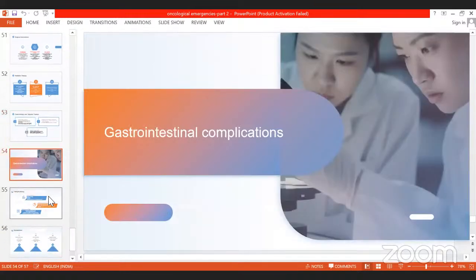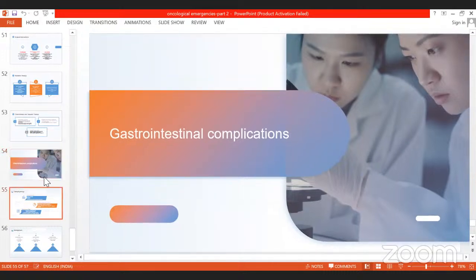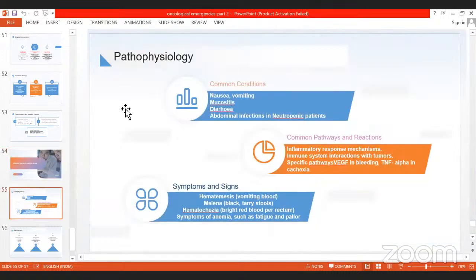And gastrointestinal complications. Gastrointestinal complications are the most common complications which we see post chemotherapies, and they are the least severe which we see. So coming to the severity, gastrointestinal complications are not very severe if we address them at a very early stage, and because they are the most common complications which we see regularly. The common conditions which we see are nausea, vomiting, mucositis, diarrhea, and abdominal infections which occur in neutropenic patients.